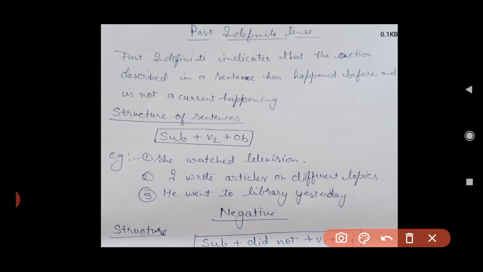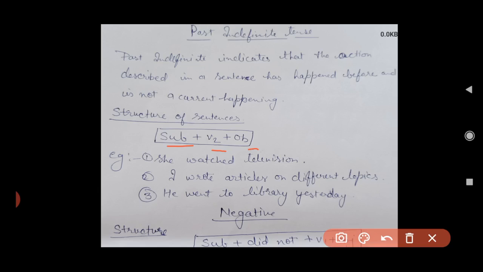Okay. So the action that has completed in the past is shown in past indefinite tense. And the structure of the past indefinite sentence will be subject plus verb second form plus object. Subject, verb second form and object. Students, remember one thing here: the verb's second form is used to show past indefinite tense. The verb second form shows that the event has completed and the happening is completed. Any work which has completed in past time, we will show it with verb second form.